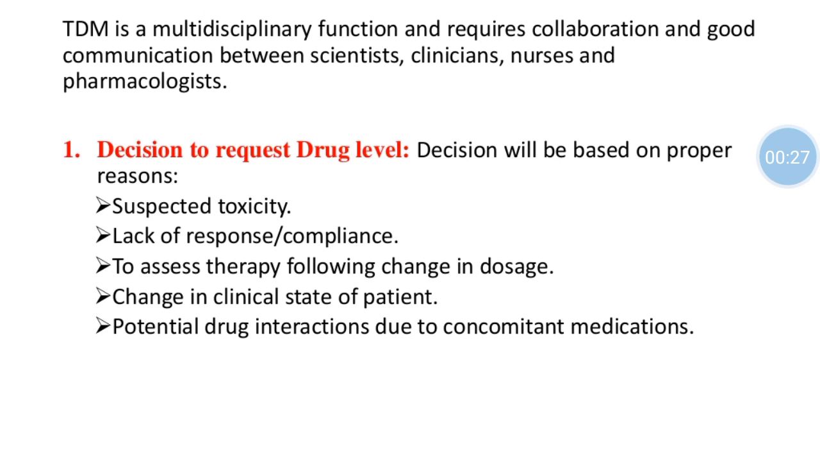Decision to request the drug level. What is the drug level of your patient? Is toxicity suspected or not? Is there a lack of response or not? Assess the therapy following a change to the dosage: if the dose is changed, is there a change in the response or not? Change in the clinical state of the patient: what is the patient's clinical state if the dose is changed? Then potential drug interaction due to concomitant medication, meaning two or three types of medication taken together, what are the changes to the body? These are the decisions.